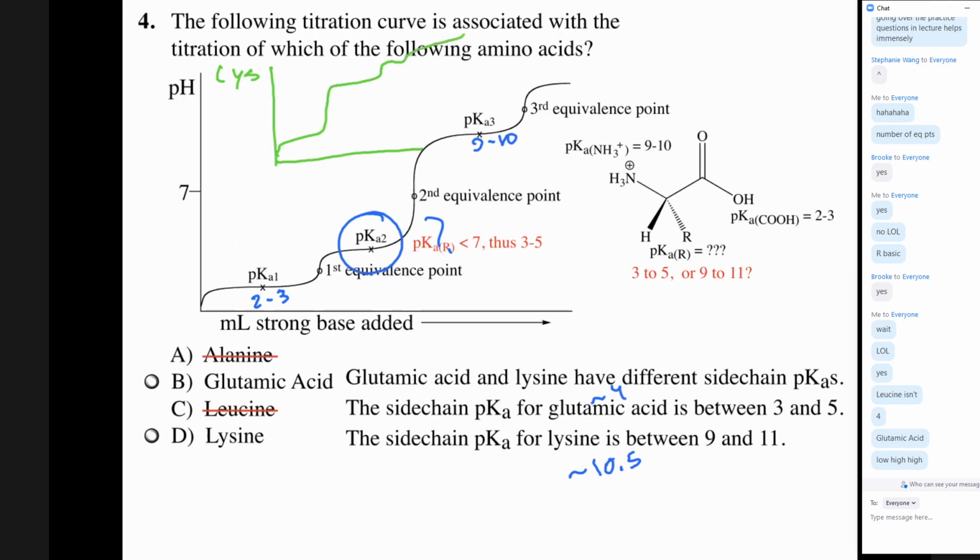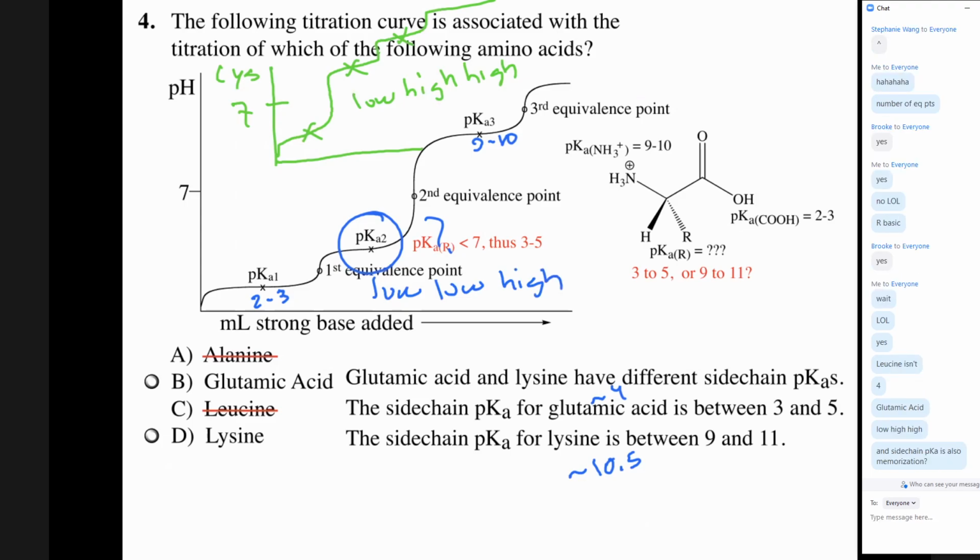Oops, so sorry. Dang it. So 1, 2, 3. Your pKs would be below 7, above 7, above 7. So low, high, high for lysine. And for this curve, it was low, low, high. Does that make sense?